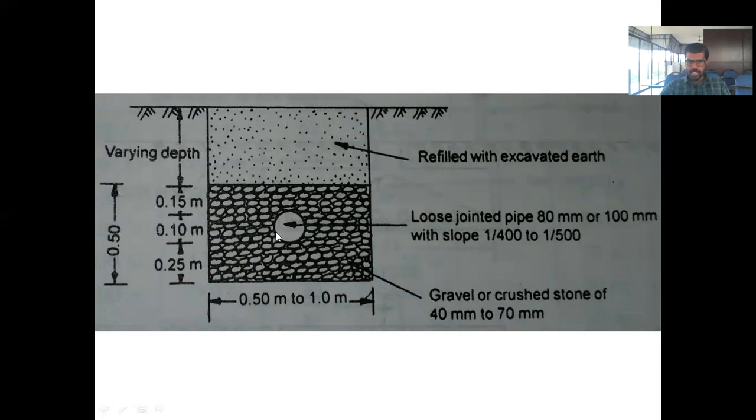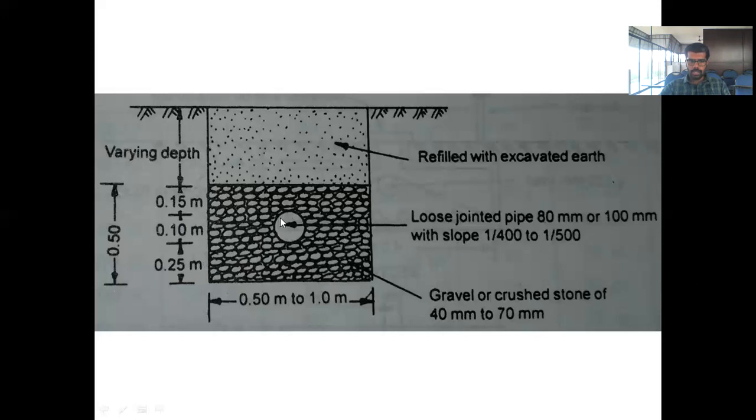Okay, and this is the loose joined pipe, 80 or 100, and you can see here the pipe is surrounded by gravel or crushed stone of 40 to 70. You can fill the loose joined pipe with gravel or crushed stone, because it will help for more absorption. And you can see here, this height will normally be 0.5 meter where it is filled with the gravel or crushed stone.